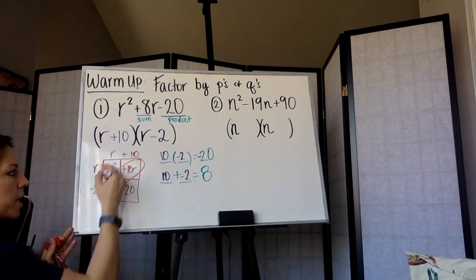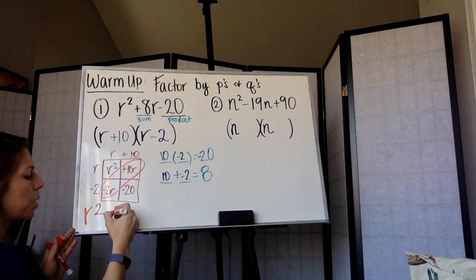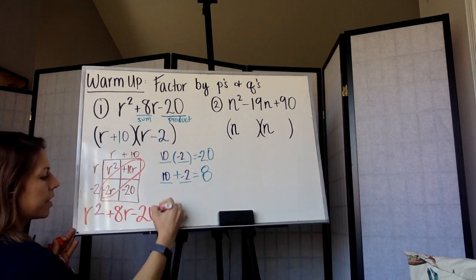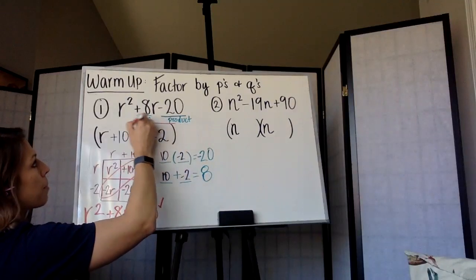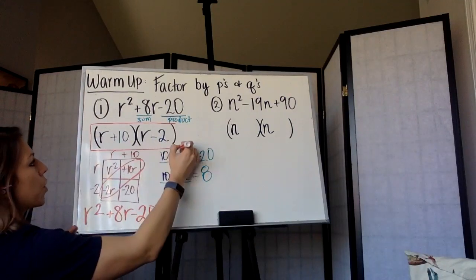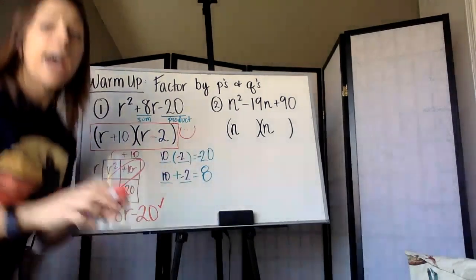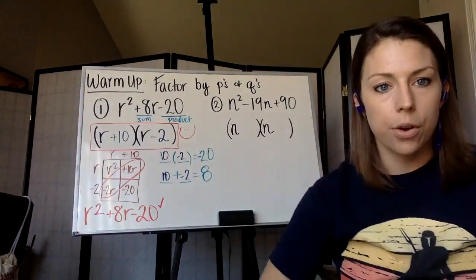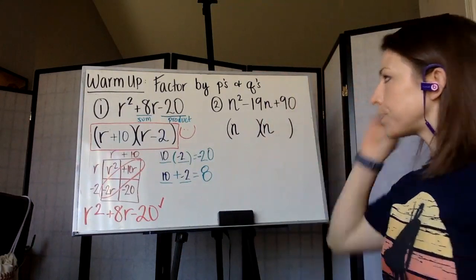So when I pull this expression out, that leaves you with R squared, 10R minus 2R is positive 8R, and end with negative 20. Is that what I started with? Yes. So I know my answer is correct. That is called P's and Q's factoring. Only works on a trinomial when the leading coefficient is 1. So let's try our second example here.